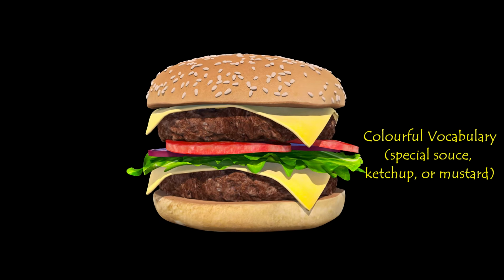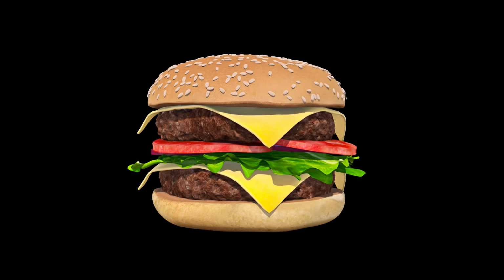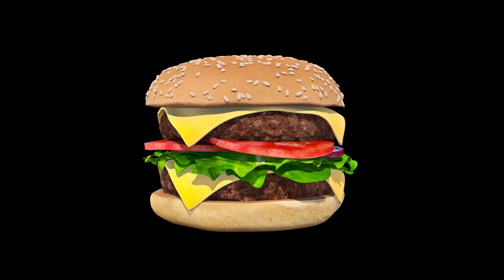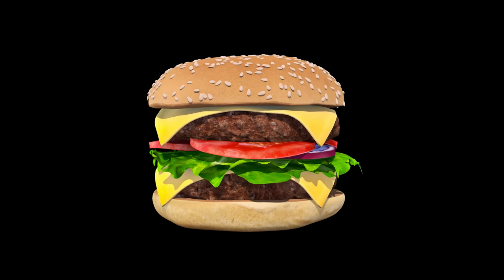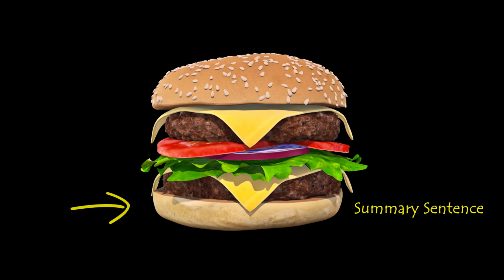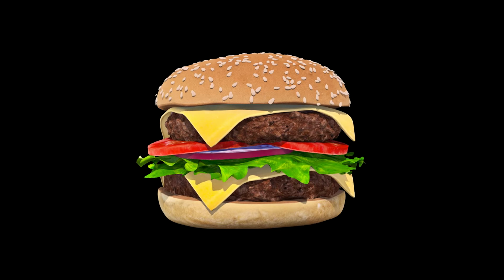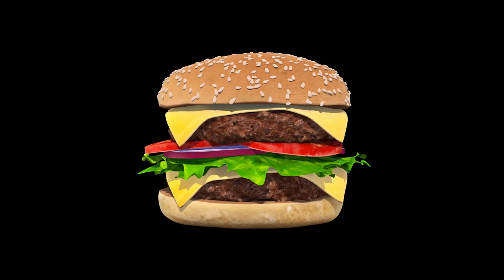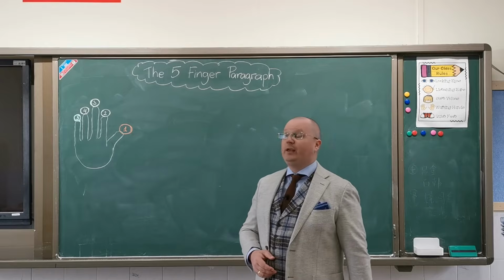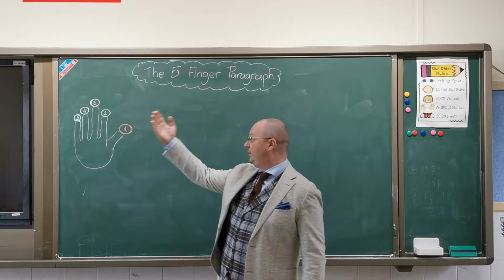is the colorful vocabulary, which enriches your vocabulary. It's what makes your sentences tasty. And the bottom bun is your summary sentence. It is what concludes the paragraph. So hopefully your students are going to like this analogy, and then you can show them this.